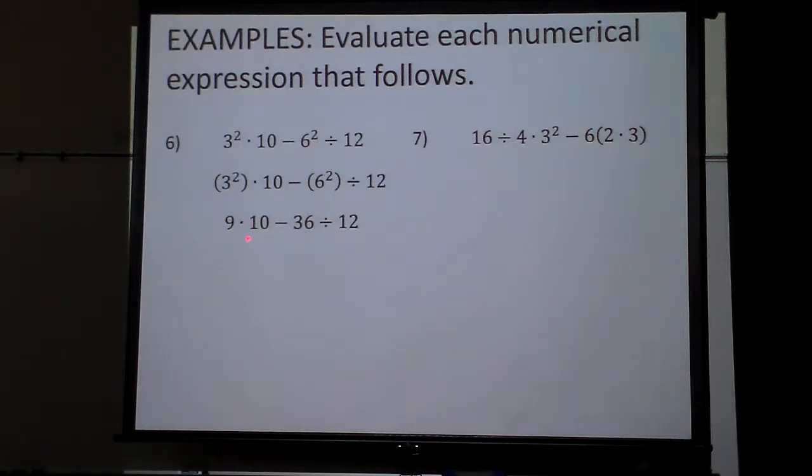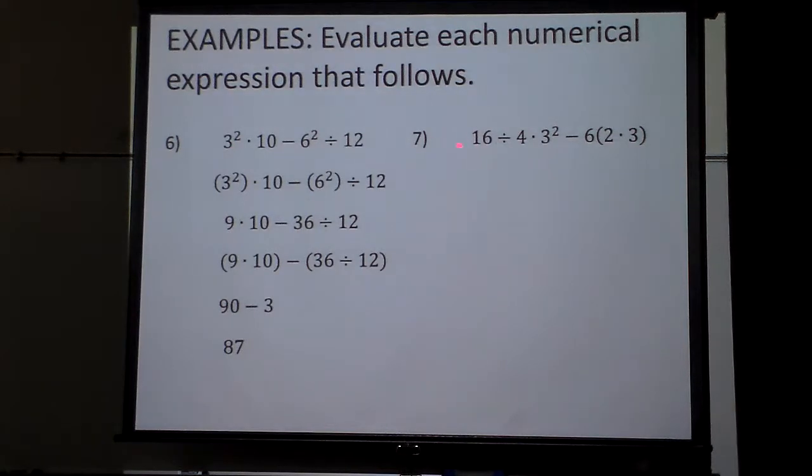9 times 10? 10 minus 36, or 36 divided by 12? I'm going to do 9 times 10 first, and then I'm going to do 36 divided by 12 because that would come before this 10 minus 36. So that would give me 90 minus 3, which would be 87.